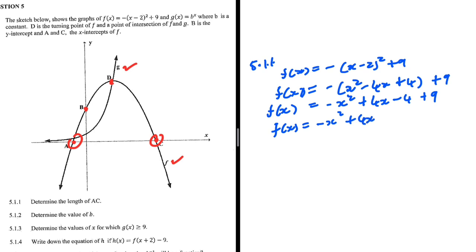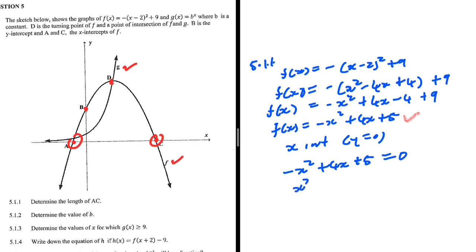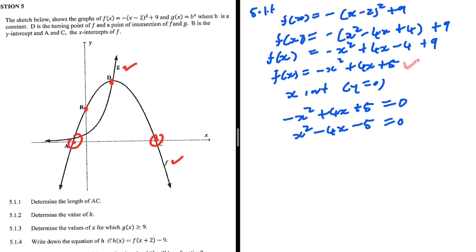So f of x equals minus x squared plus 4x, and then what is minus 4 plus 9? That is plus 5. So there we go, we have f of x. Now we can go ahead and determine the x-coordinates of A and C. We know that these are x-intercepts, so y equals 0. So we have minus x squared plus 4x plus 5 equals 0. If we divide both sides by minus 1, we get x squared minus 4x minus 5 equals 0. So this is what we need to factorize.